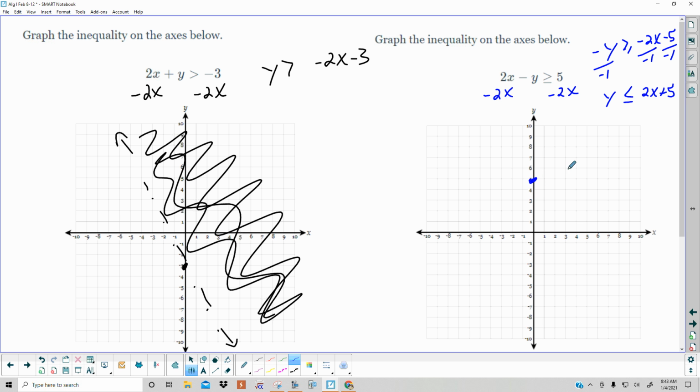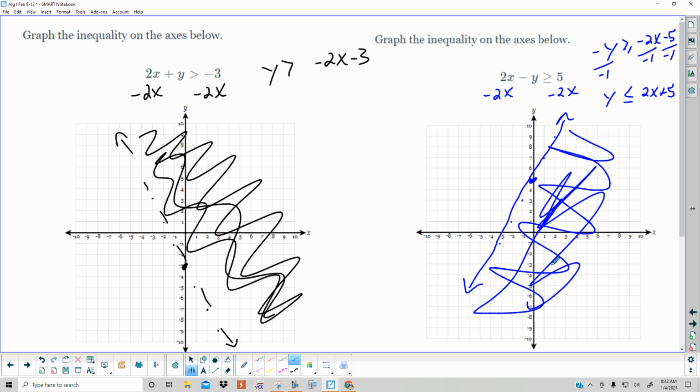So negative 5, the slope is 2, up 2 over 1, down 2, back 1, down 2, back 1, down 2, back 1. And the line is solid because it has an equal sign. Look, I missed. And it says y is less than, is below the line, so I'm shading under it. Okay.